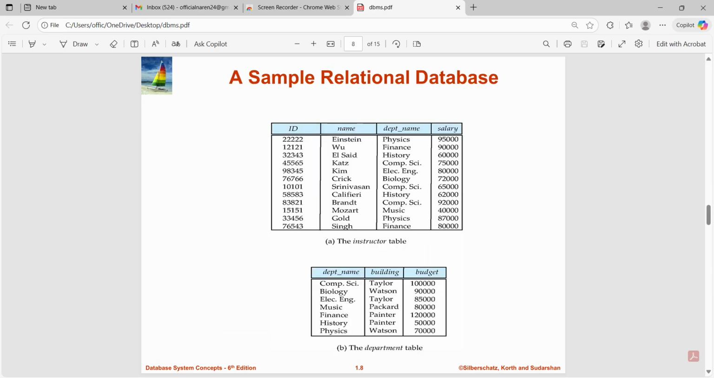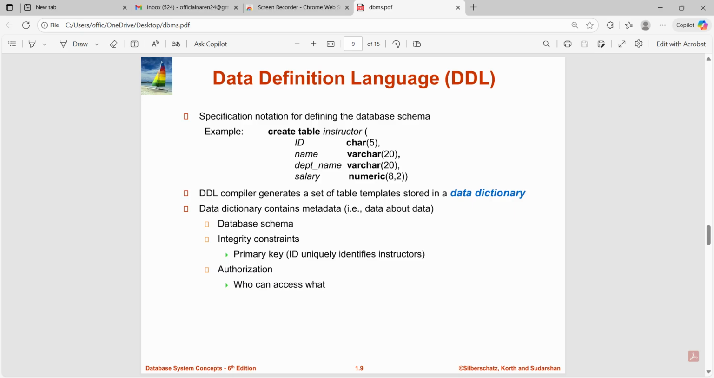Yeah, here we are having two types of tables. In the first table, you are having ID, name, department name, and salary. And in the second table, we are having department name, building, and budget. So data definition language is nothing but a normal database schema, which is processed by means of queries.